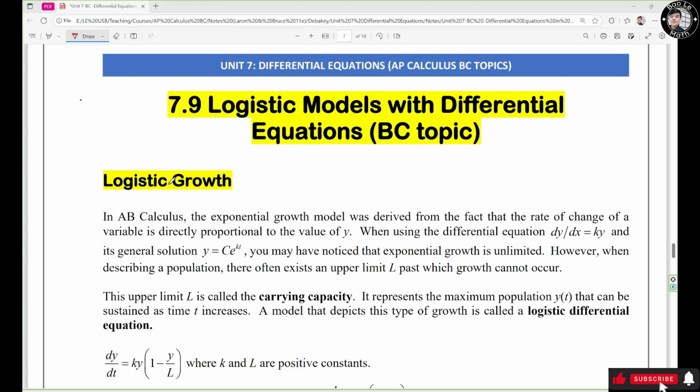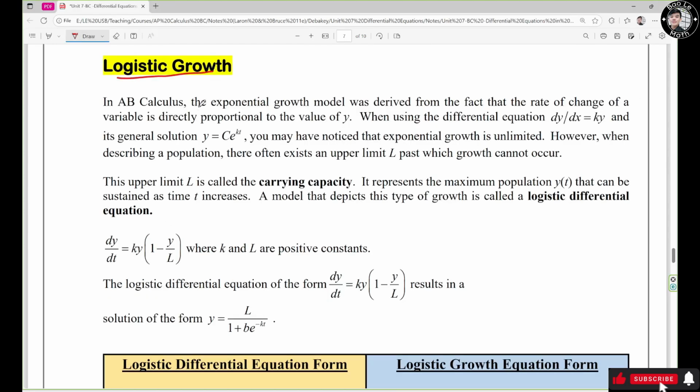We will explore topic 7.9 AB Calculus BC topic logistic models with differential equations. Logistic growth. In AB Calculus, the exponential growth model was derived from the fact that the rate of change of a variable is directly proportional to the value of y, when using the differential equation dy over dx equals k times y, and its general solution y equals c times e raised to the kt. You may notice that the exponential growth is unlimited.